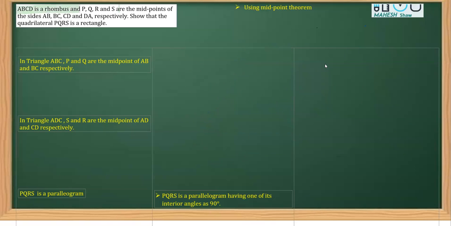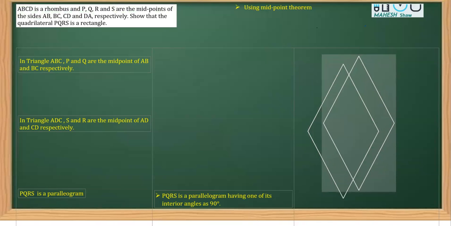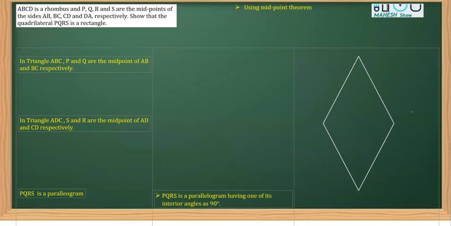It says that ABCD is a rhombus and PQRS are the midpoints of sides AB, BC, CD, and DA respectively. So what we need to do is to make a rhombus first. Let's say I have made a rhombus here, and I name this figure A, B, C, and D. And I'm now going to join the midpoints of these sides. Joining these midpoints, I obtain a quadrilateral.